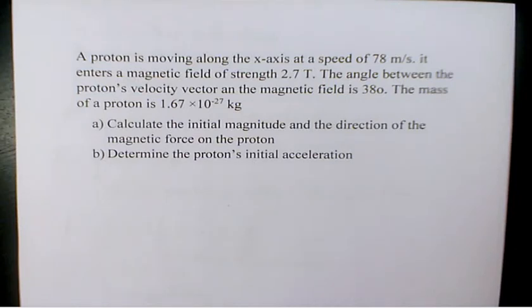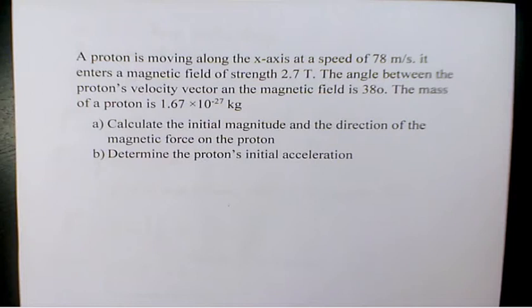A proton is moving along the x-axis at the speed of 78 meters per second. It enters a magnetic field of strength 2.7 Tesla. The angle between the proton's velocity vector and the magnetic field is 38 degrees. So this is going to be the angle between the velocity vector and the magnetic field. The mass of the proton is 1.67 times 10 to the power of negative 27 kilograms.